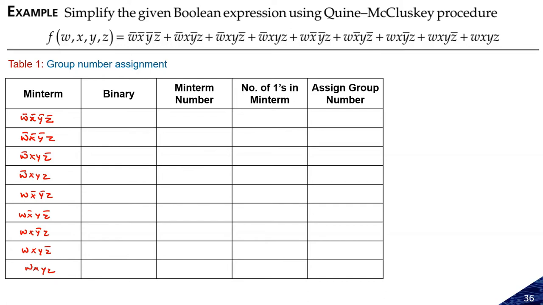If we see the binary equivalent of all these, the binary equivalent of the first one will become 0000. The binary equivalent of the second one will become 0001. The binary equivalent of this one will become 0110. Second term, W bar, X, Y bar, Z.